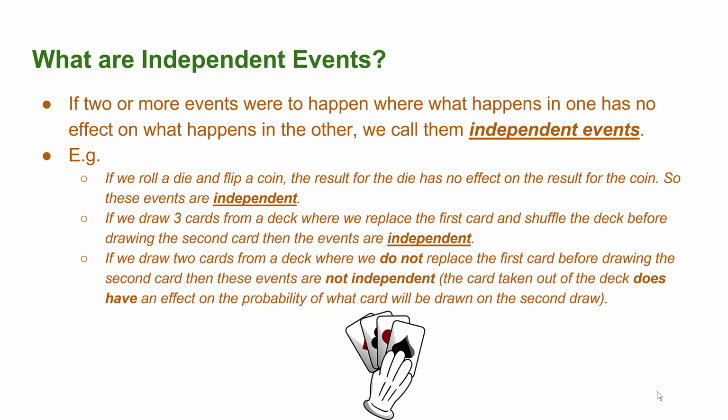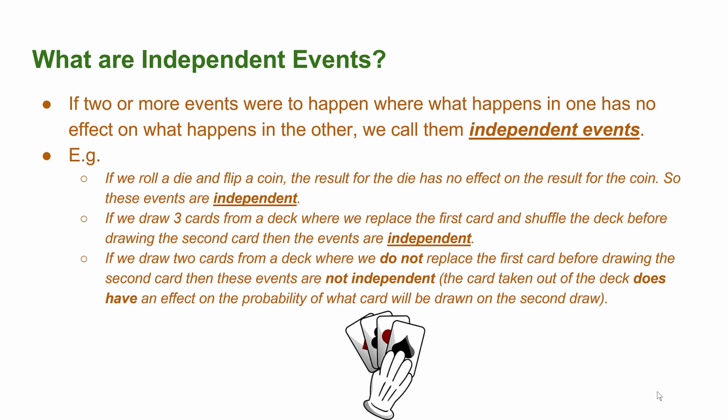What are independent events? If two or more events were to happen, where what happens in one has no effect on what happens in the other, we call them independent events. They don't depend on each other. If we roll a die and flip a coin, the result for the die has no effect on the result for the coin. So these events are independent. If we draw 3 cards from a deck where we replace the first card and shuffle the deck before drawing the second card, then the events are independent. If we draw 2 cards from a deck where we do not replace the first card before drawing the second card, then these events are not independent.